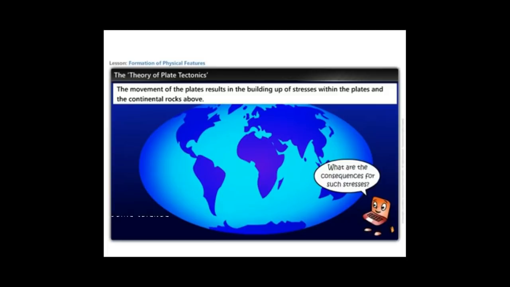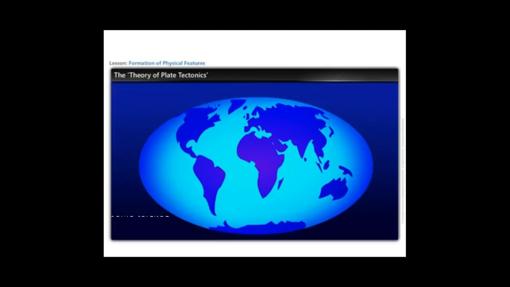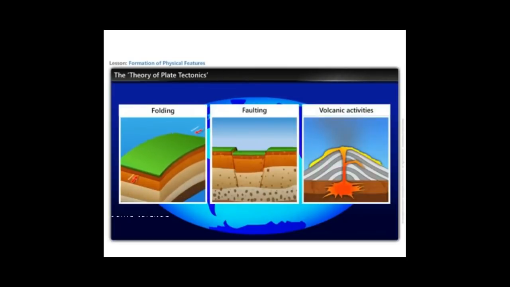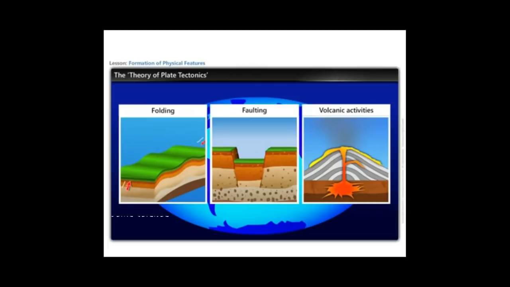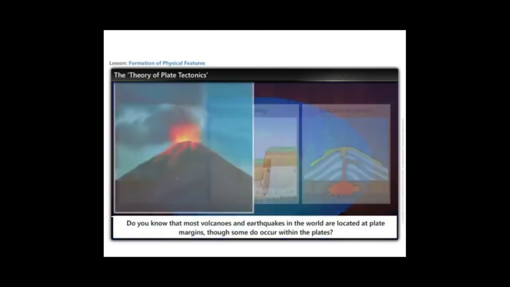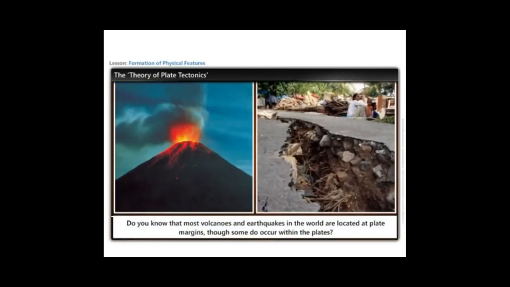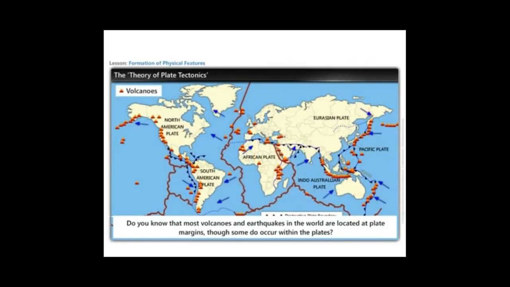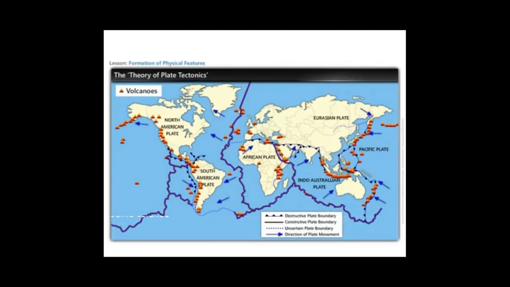What are the consequences of such stresses? Such stresses lead to folding, faulting and volcanic activity. Recall folding, faulting and volcanic activities. These are known as tectonic activities. Do you know that most volcanoes and earthquakes in the world are located at plate margins, though some do occur within the plates? The direction of the movement of the plate differs.